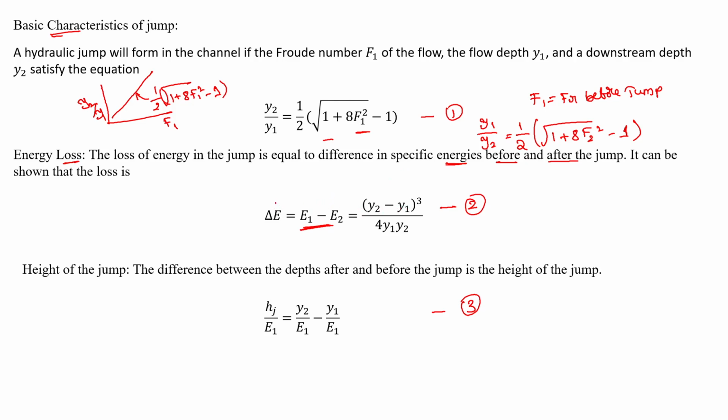The loss of energy in the jump is equal to the difference in the specific energy before the jump and after the jump, which is equal to (y2 minus y1) whole cube divided by 4 y1 y2. And what is the height of the jump? The difference between the depths after and before the jump is the height of the jump. Here we talked in terms of the relative depths with respect to the specific energy at 1.